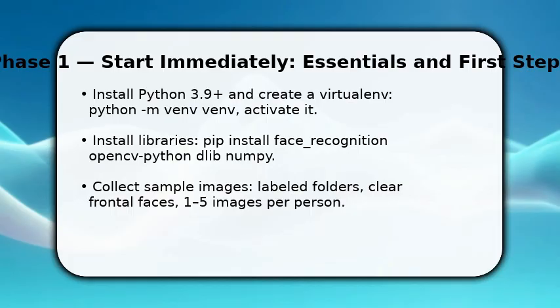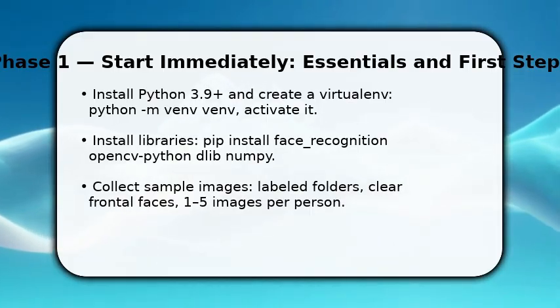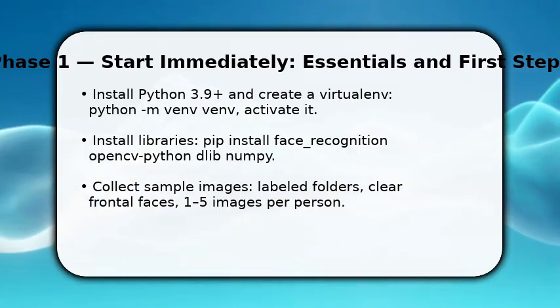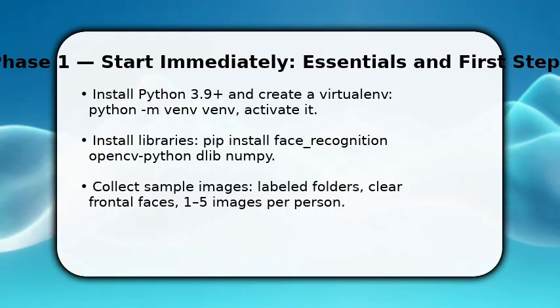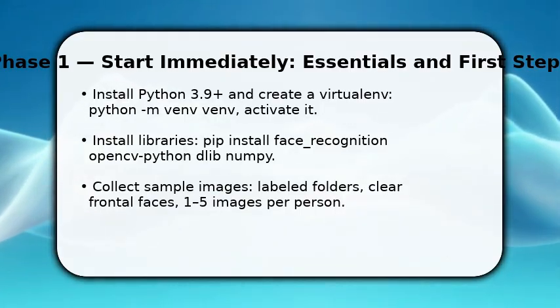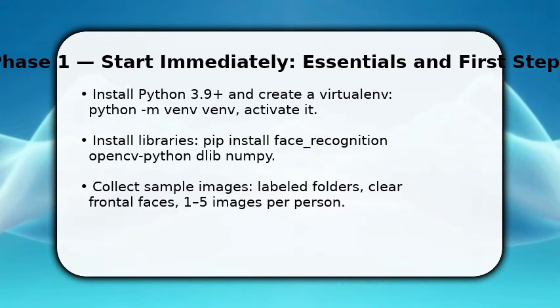Next, gather sample images in labeled folders, one folder per person, and make sure faces are frontal and well lit. This allows the encoding step to produce reliable vectors. Finally, open a new Python file and import face_recognition and cv2 to begin processing.